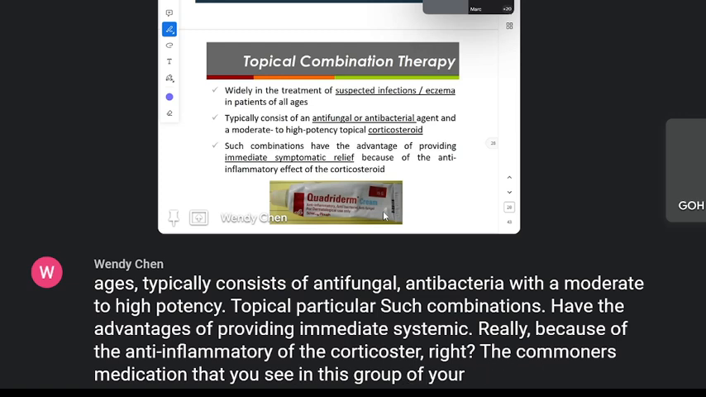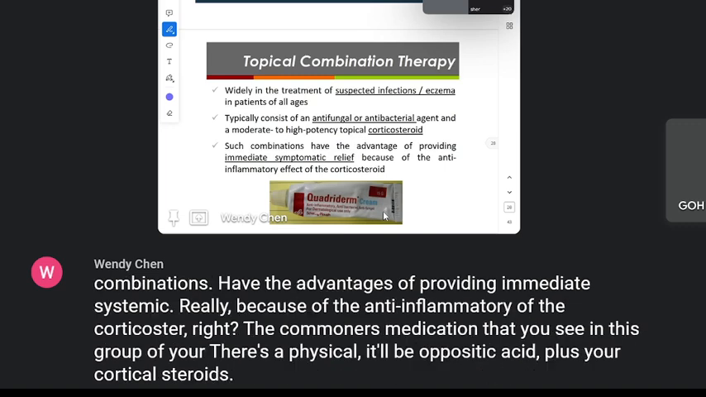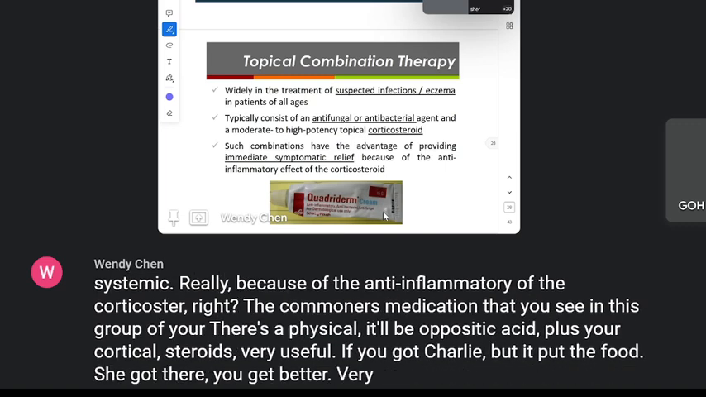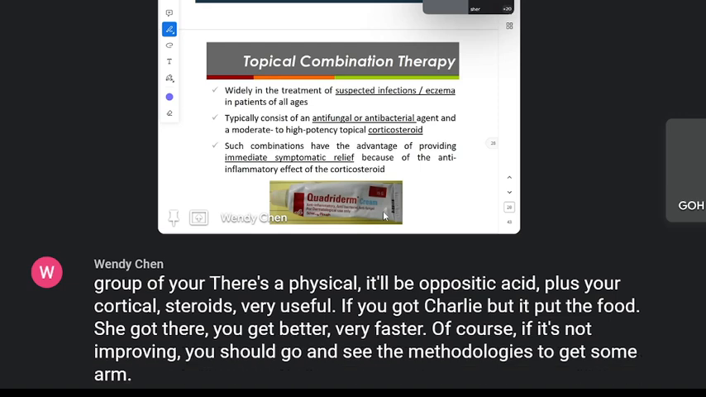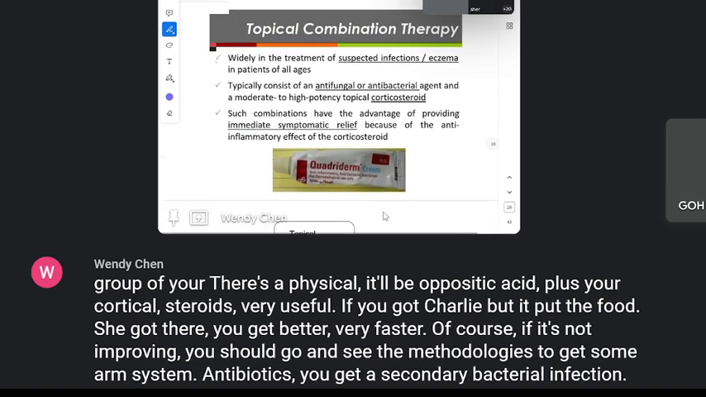Have you heard of Fusicort? Yes. So Fusicort will be your fusidic acid plus your corticosteroids. Very useful if you get Charlie, you put the Fusicort, then you get better very fast. Of course, if it's not improving, you should go and see a dermatologist to get some systemic antibiotics, if you get secondary bacterial infection, right?